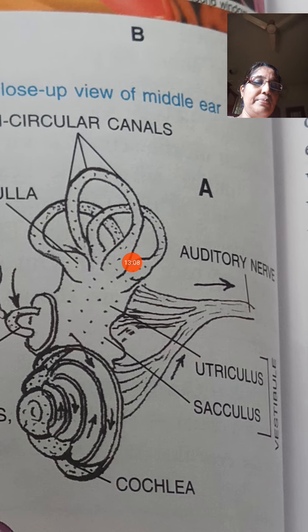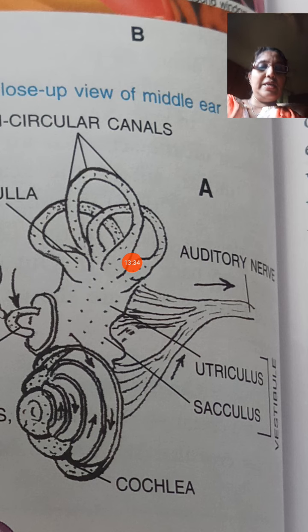You can see the saccule and utriculus are the two stem-like regions, the lower region. Together this region is known as the vestibule. These saccule and utriculus together we call the vestibule. Then here again, you can see these are the regions for keeping the balance of the body.